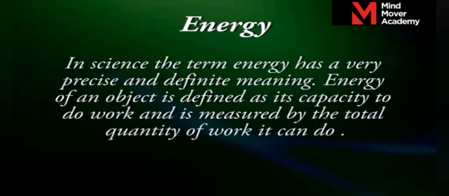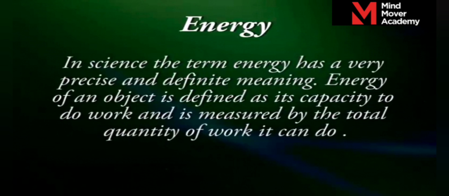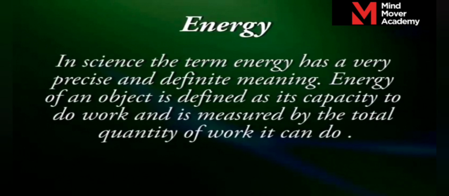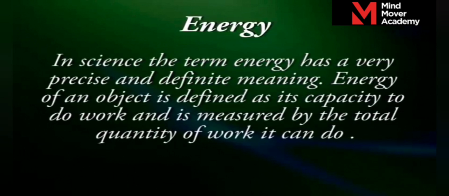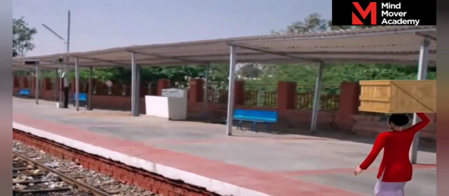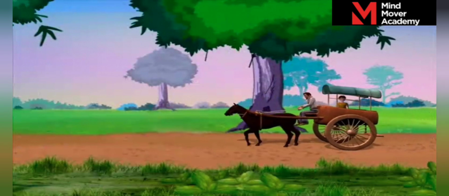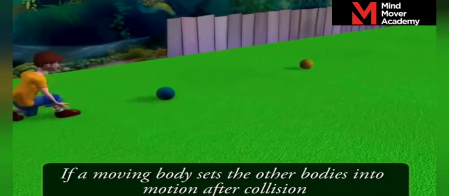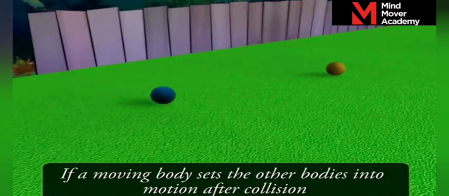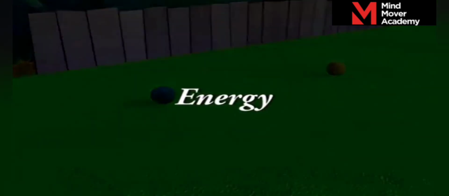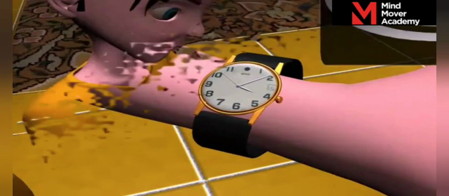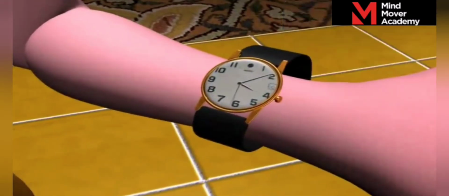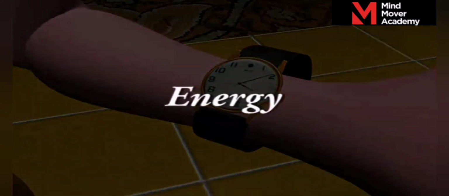In science, the term energy has a very precise and definite meaning. Energy of an object is defined as its capacity to do work and is measured by the total quantity of work it can do. For example, a man or a horse, when pulling a load, is said to possess energy. If a moving body sets other bodies into motion after collision, then it is said to possess energy. The mainspring of a watch, when turned around, drives the hands of the watch and does work. It is also said to possess energy.